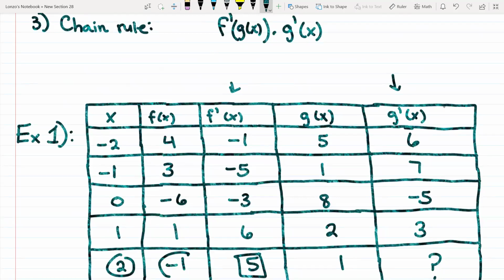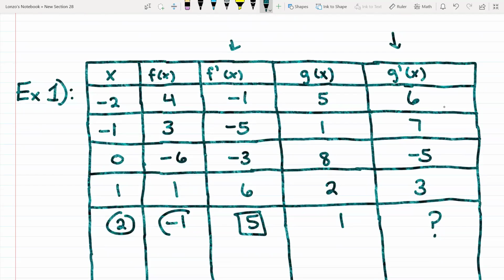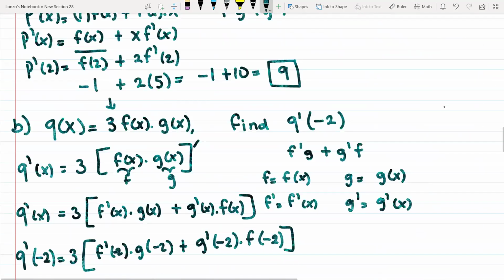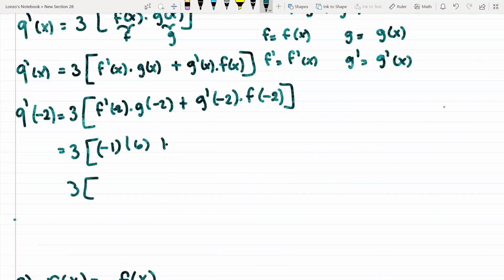Yeah, I think I was right the first time. G prime of -2, here's the g prime, and then the x value, -2 is, yeah, +6. Plus g prime of -2, that's +6. And then f prime of -2 is -1.